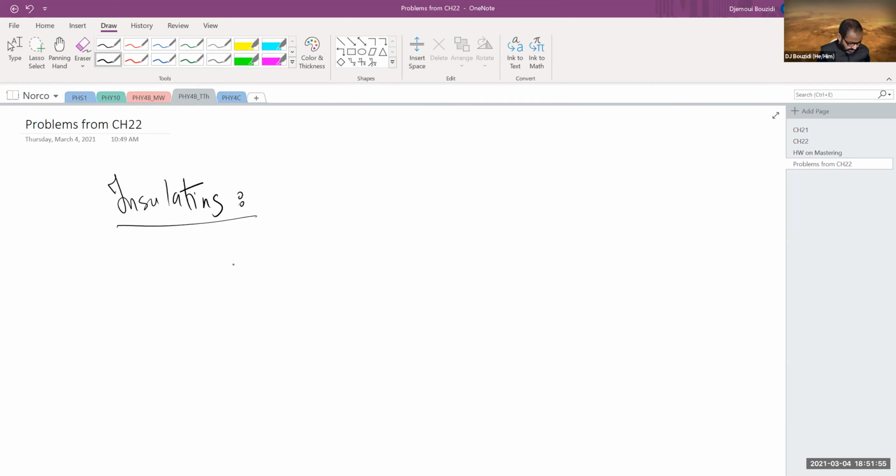So problem 53: an insulating sphere of radius A. So it's a sphere, so it has spherical symmetry. It has a uniform charge distribution rho. So we have a sphere here, and it has a radius A.